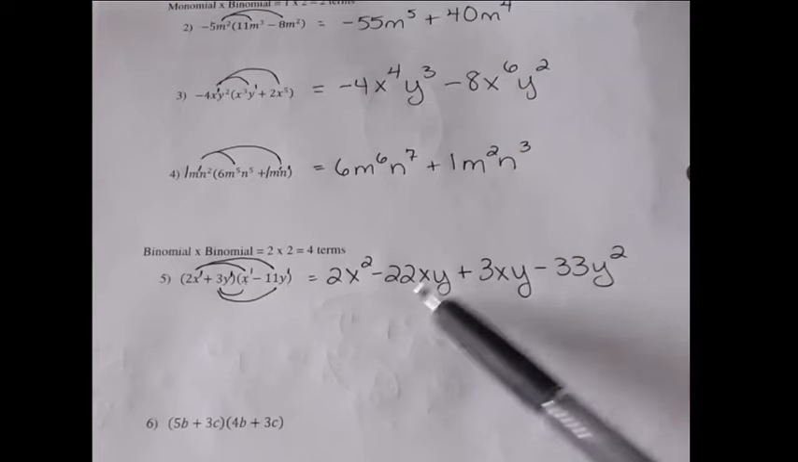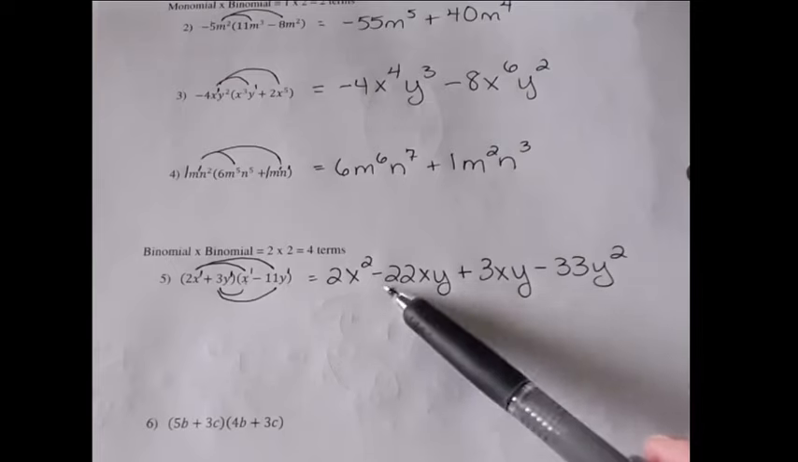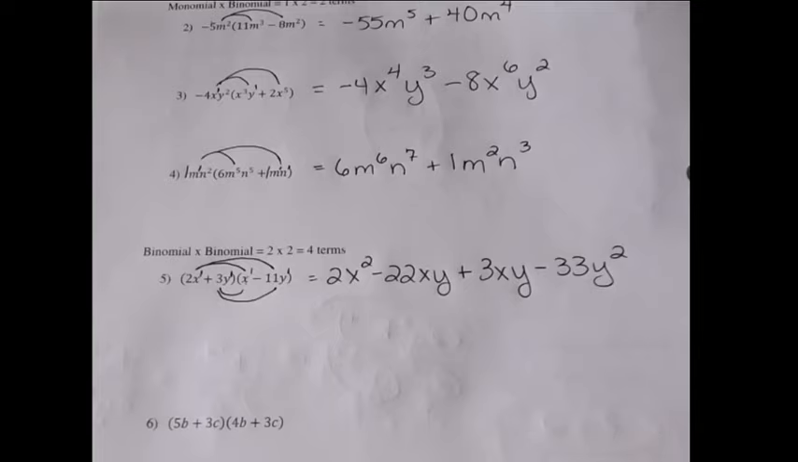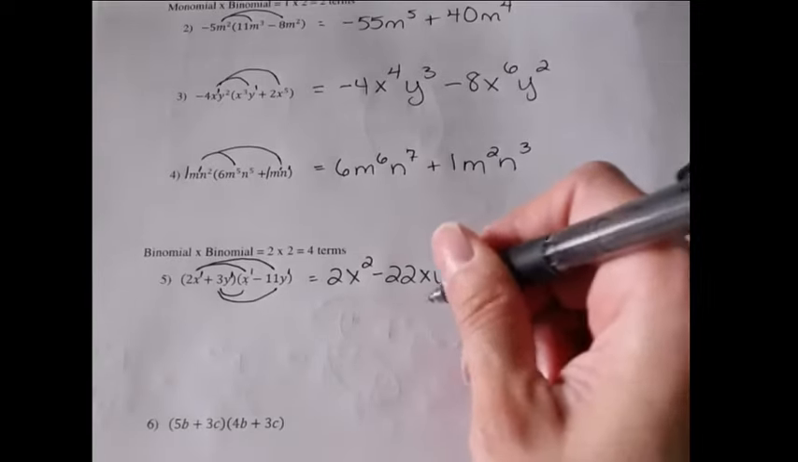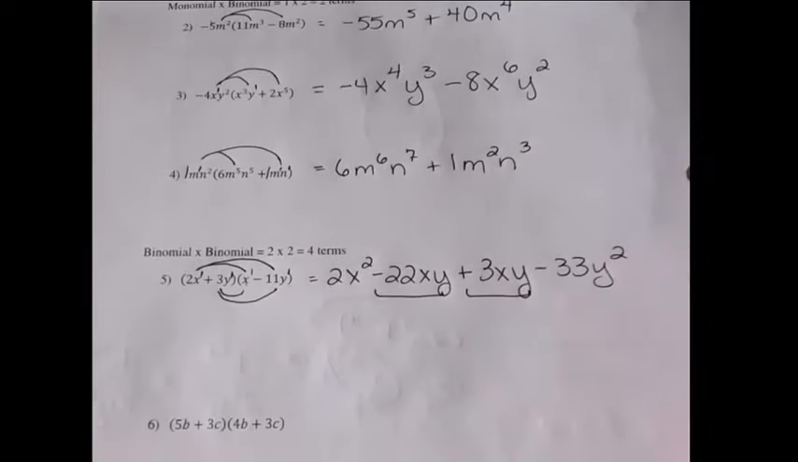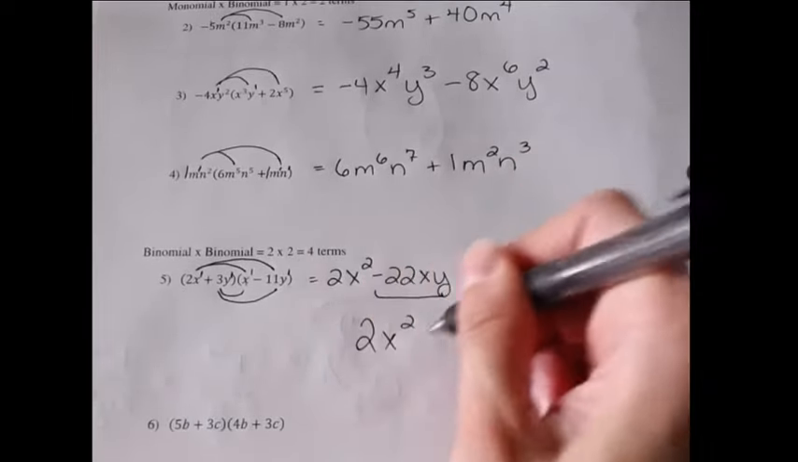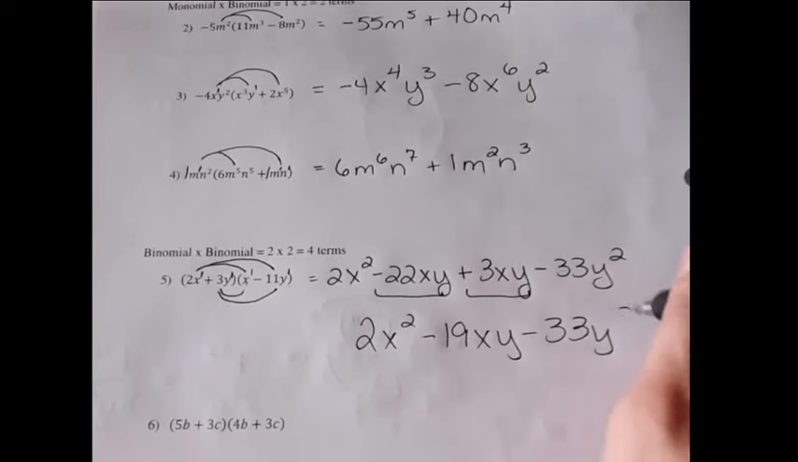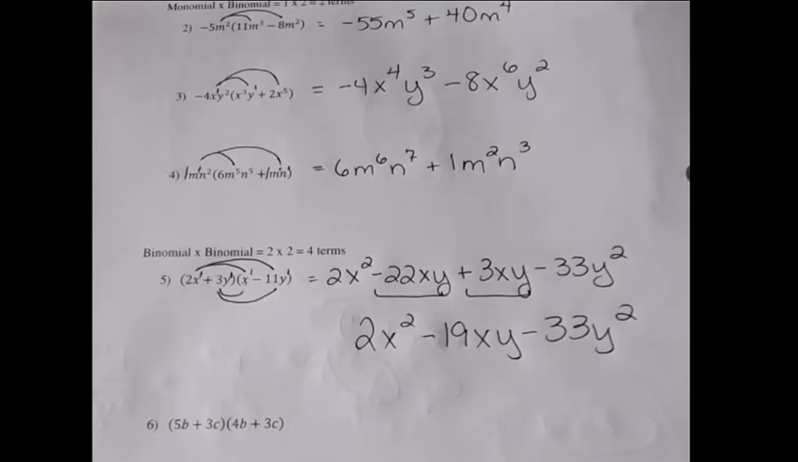So if we combine these 2 terms, a negative 22xy plus 3xy, well, negative 22 plus 3, isn't that a negative 19? So my final answer becomes, and I'm going to make a note that these are the same, 2x squared minus 19xy minus 33y squared. We only combine the like terms that we can, and we did it.